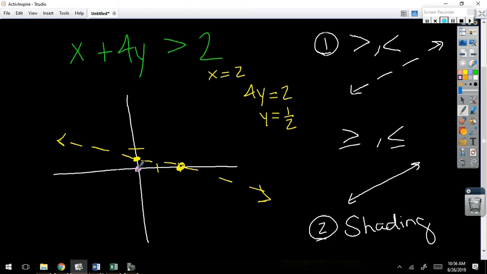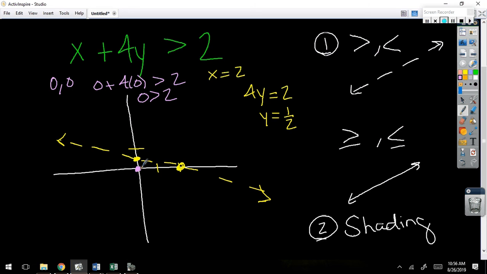When would you not be able to pick 0, 0? If the line goes through it. Okay? So when I pick 0, 0, that means I plug in 0 for x and I plug in 0 for y, right? So I get 0 plus 4 times 0, right? So 0 plus 0, is 0 greater than 2? Is that true or false? That's false.